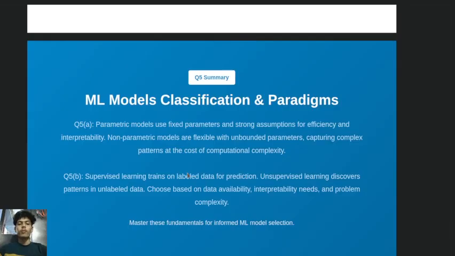Now ML models, classification and paradigms. Parametric models use fixed parameters and strong assumptions for efficiency and interpretability. Non-parametric models are flexible with unbounded parameters capturing complex patterns at the cost of computational complexity. Supervised learning trains on labeled data for prediction, while unsupervised learning discovers patterns in unlabeled data. Choose based on data availability, interpretability needs, and problem complexity.